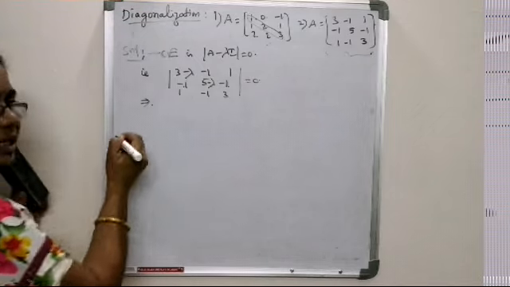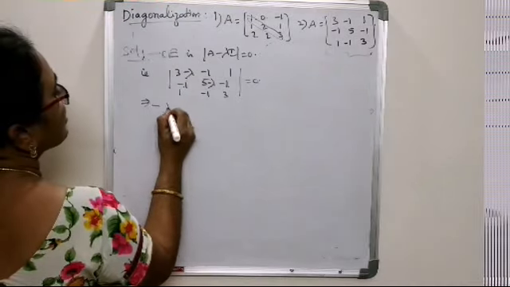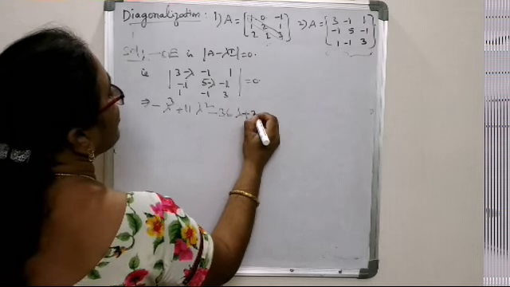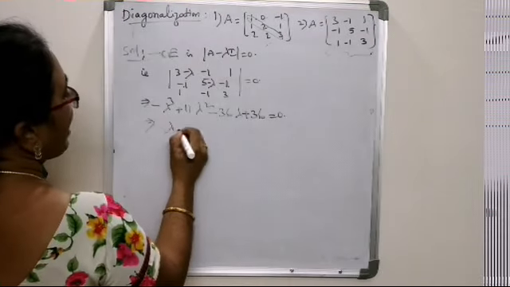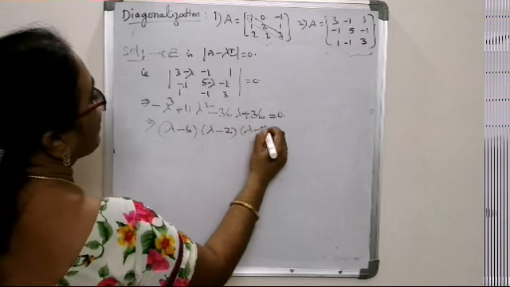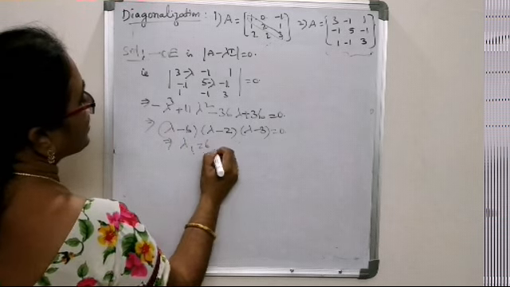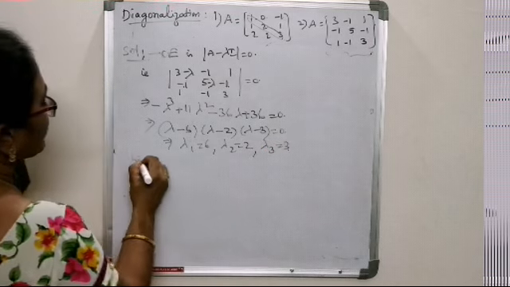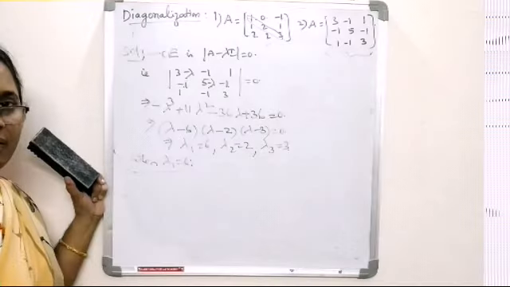When we expand the determinant, please check on your own in your notebook. We are going to get minus lambda cube plus 11 lambda square minus 36 lambda plus 36 equal to 0. When we factorize this, we have (lambda minus 6)(lambda minus 2)(lambda minus 3) equal to 0, giving us the eigenvalues lambda 1 equal to 6, lambda 2 equal to 2, lambda 3 equal to 3.